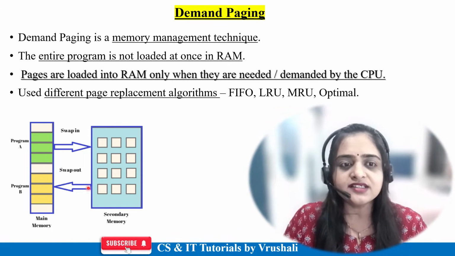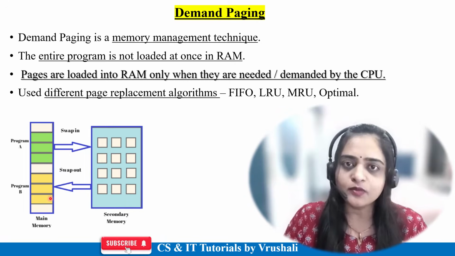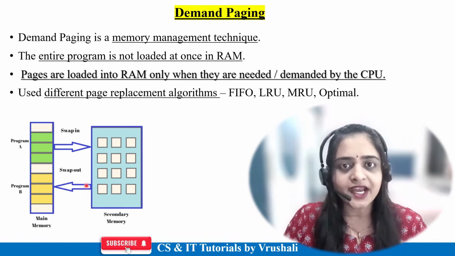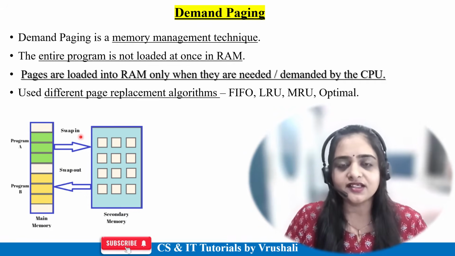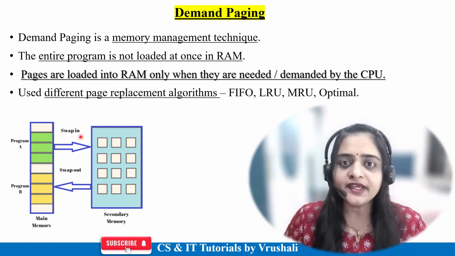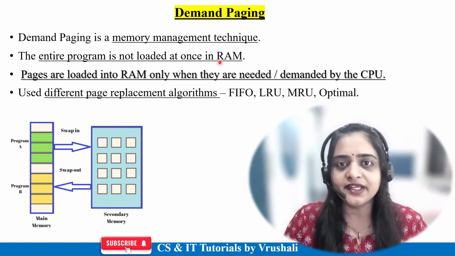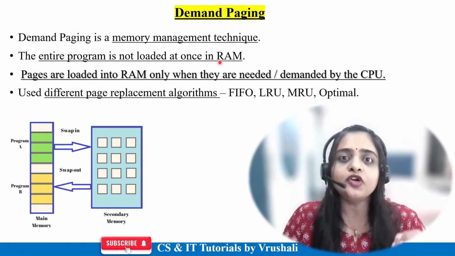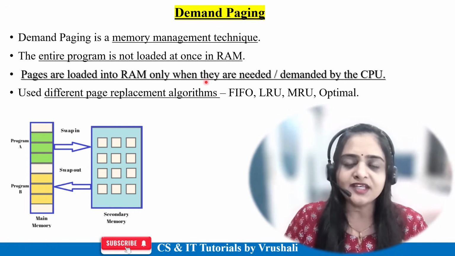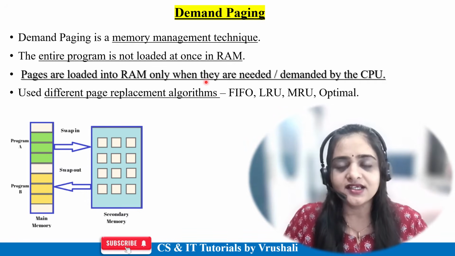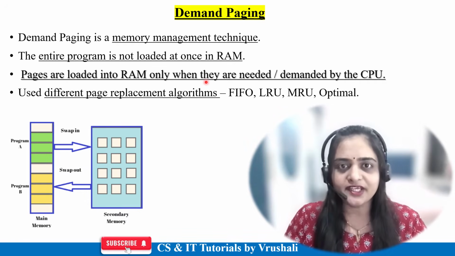So this process is called swap out. Meaning when pages load from secondary memory to main memory, this is called swap out. And after execution of that page, it again goes from main memory to secondary memory. So this process is called swap in. It means that not all pages are stored in your physical memory, in your RAM. As per the demand of the CPU, these pages swap out from secondary memory to main memory for execution purposes. And this is the concept of demand paging.